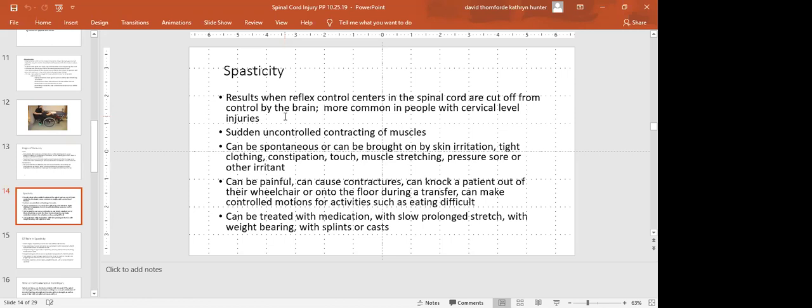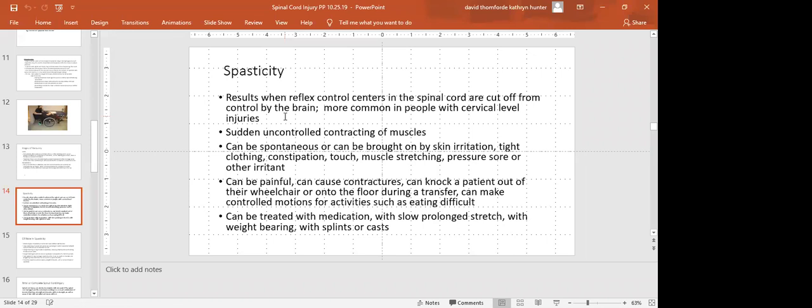But if somebody has a spinal cord injury, then the connection between the brain and those reflex centers will be cut. So the person will have more spinal reflexes. It is most common in people with cervical level injuries. It is a sudden uncontrolled contracting of the muscles. It could be elbow flexion, it could be trunk extension, so the person all of a sudden is straight whereas they had been sitting up. It could be knee extension suddenly.